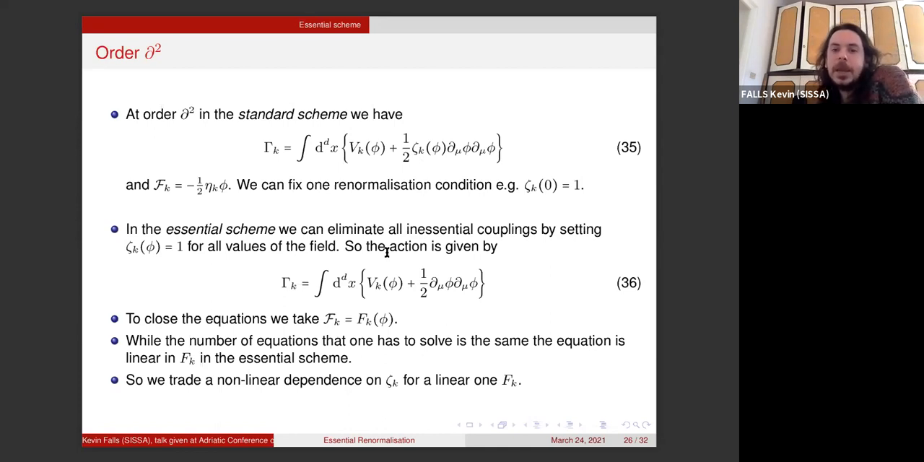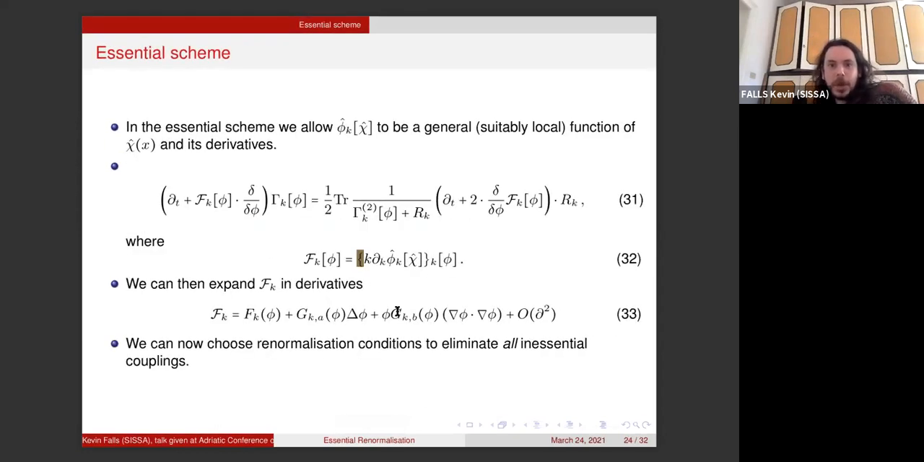But what happens in the essential scheme is that we can actually set the entire function zeta to one. So this means that we can remove this entire function. And at this level of approximation, this means that this f is just expressed as a function of the field, without any derivatives. So if you look at the structure of this equation, you see that it's nonlinear in the action, because here you have the second functional derivative of the action in this propagator. So if it depends on zeta, as in the standard scheme, then it depends nonlinearly on zeta. Whereas what we're doing is trading this for a dependence on the function f, but the equation is linear in f. So this automatically makes things much, much simpler.